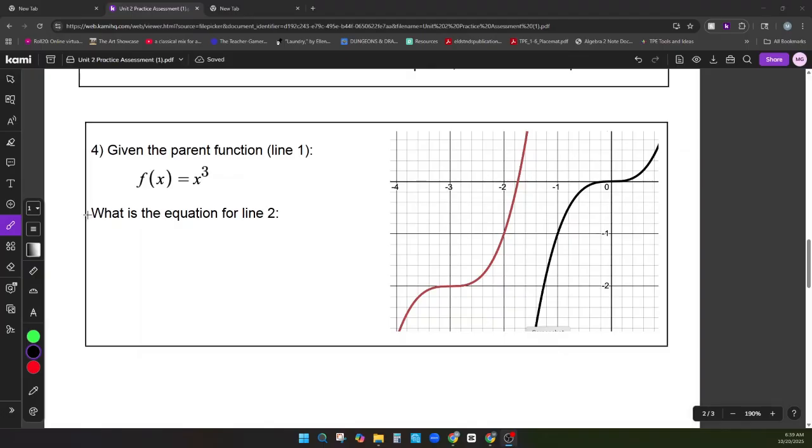Number 4 says, given the parent function of line 1, this is written on your sheet, I'll write here, this is going to be my line 1. What's the equation for line 2?